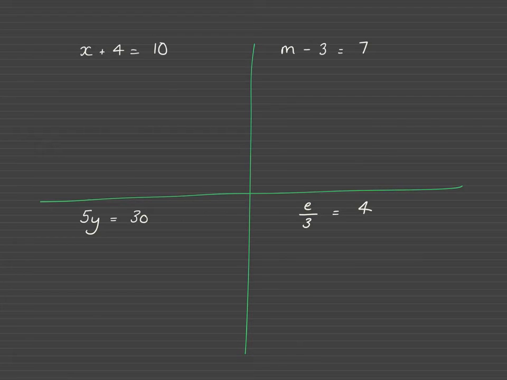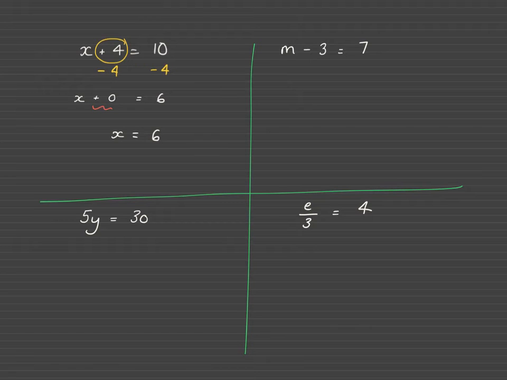So if I look at this, I want to eliminate this plus 4. I want my answer to look like x equals something. So I do the opposite, and the opposite of adding 4 is taking 4. And because there's an equal sign, whatever you do to one side, you have to do to the other. Otherwise, it's not equal anymore. So when I do 4 take away 4, you get 0. And 10 take away 4 is 6. And you don't need to write this plus 0. You can just write x equals 6.